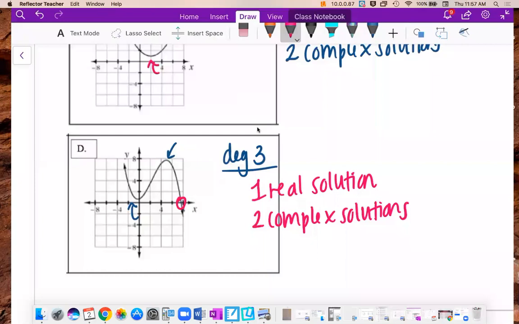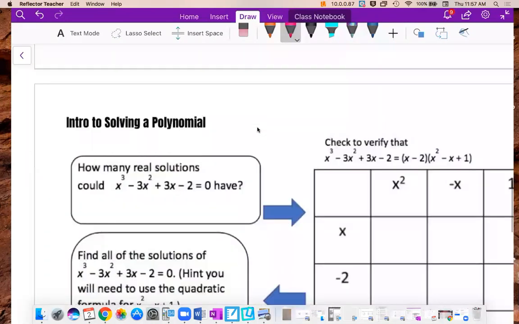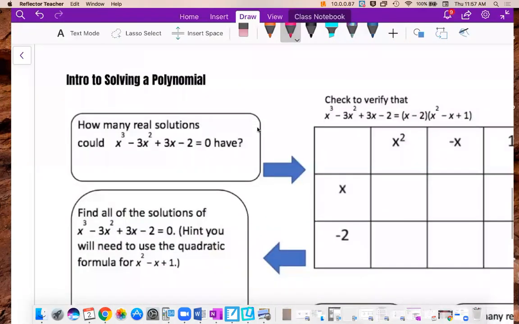Okay, next thing we're going to do is I'm going to introduce solving a polynomial, which really just means we are trying to find all the solutions to the equations where you have your polynomial equals 0. So this is just your polynomial.